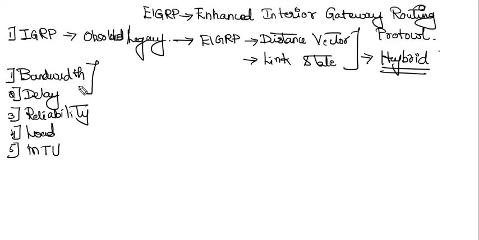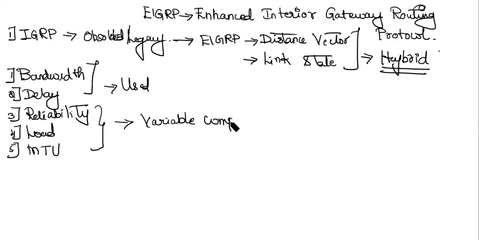Generally, the first two metrics, bandwidth and delay, are used by default when you're calculating the metric for EIGRP. When it comes to reliability, load, and MTU, there is no point in using them since they are variable components. And if you change one side of the router, you will have to change the other side of the router too. So usually we use bandwidth and delay in common.